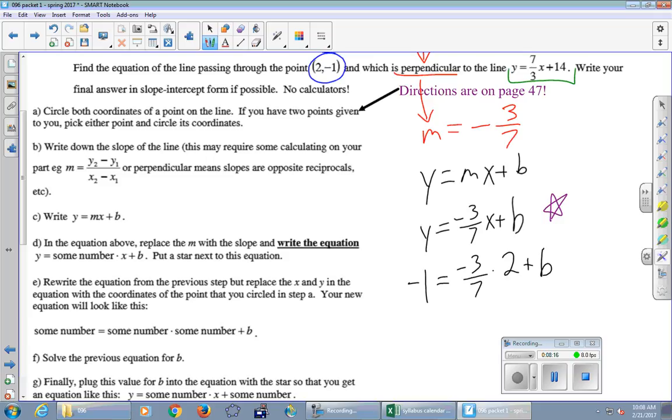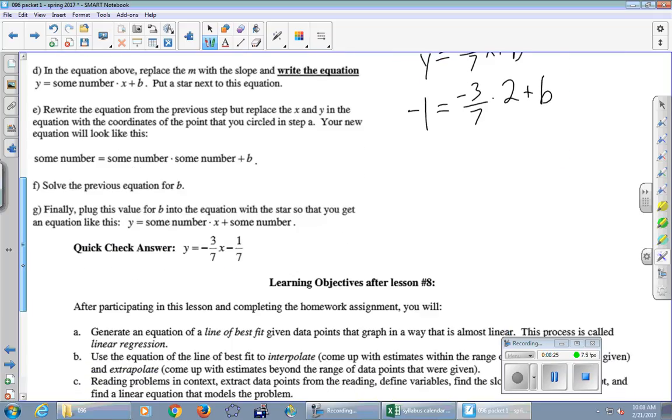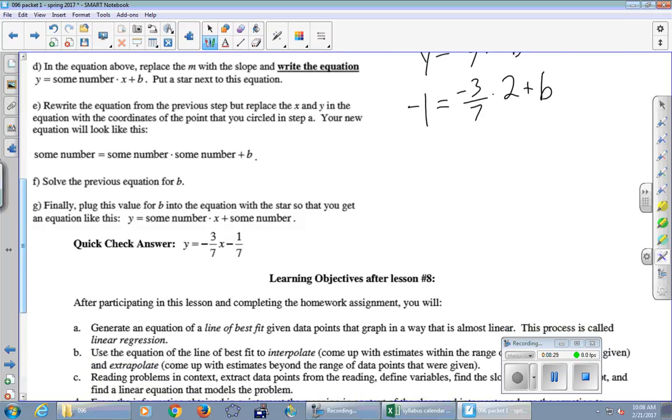Okay, so we just did part E. It says some number equals some number times some number plus b. Really informal, but this is what our equations are going to look like. And that's what we have right now. And then it's to solve the previous equation for b. We can do that. -1 equals, okay, we'll make this guy a fraction, right? It's really a 2/1. How do we multiply fractions? Diagonals or across? Across, right? It's not diagonals. Let's go straight across. So straight across gives me a -6/7, right? Plus b.